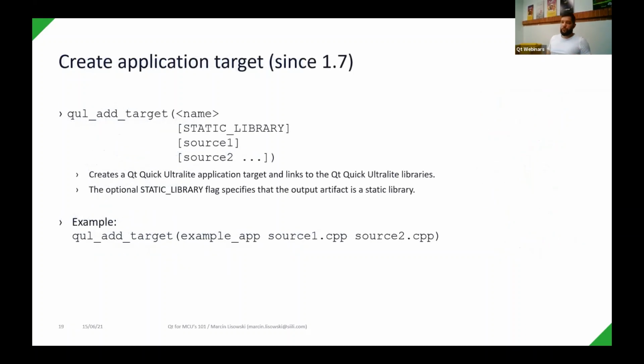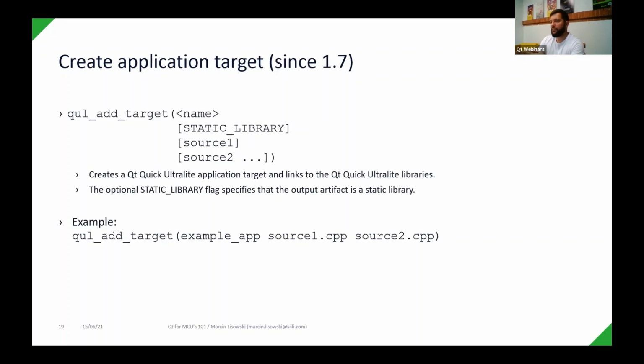QL add target is for adding, of course, an executable target to CMake, and that comes together with some other features as well. So you can provide a static library optional argument to compile your application as a static library. And this could be especially useful if you are going to use your application as a library together with other components of your whole product.